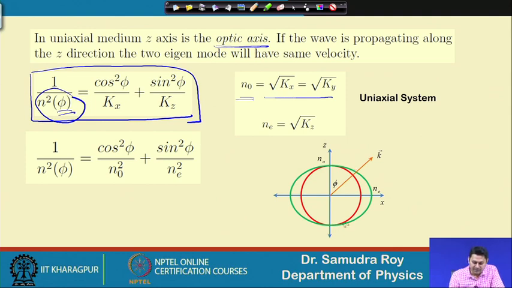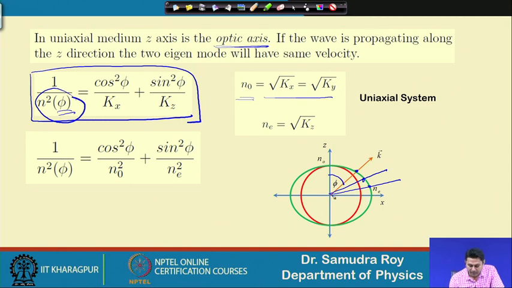So, this circle suggests the refractive index, and this refractive index is the same in all directions. This corresponds to the refractive index for an isotropic system. That means there is no refractive index difference in any direction. This is the same for all launching angles. But here, if I launch a k vector with a particular angle, say phi, then at this point, and this point, and this point, if I change my angle, you will find the refractive index is also changing.